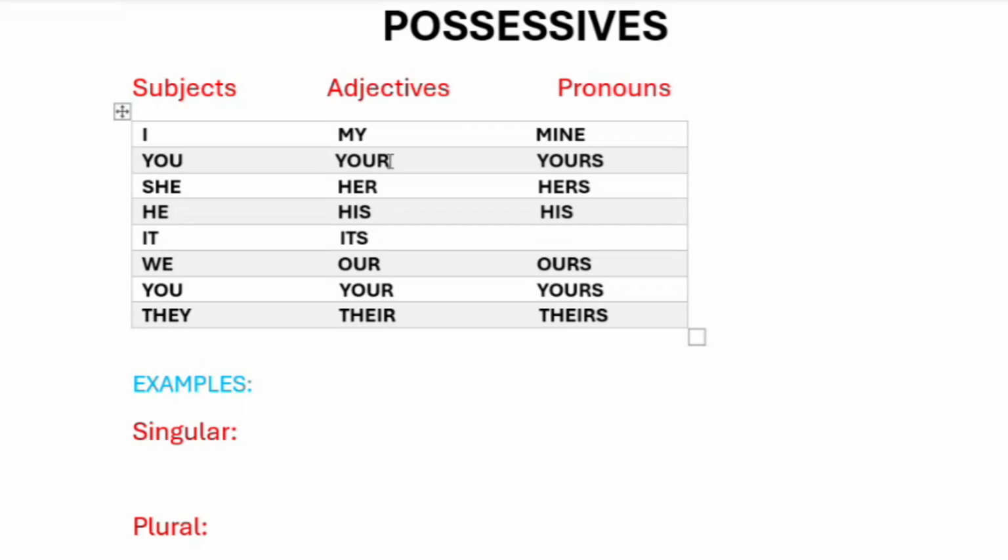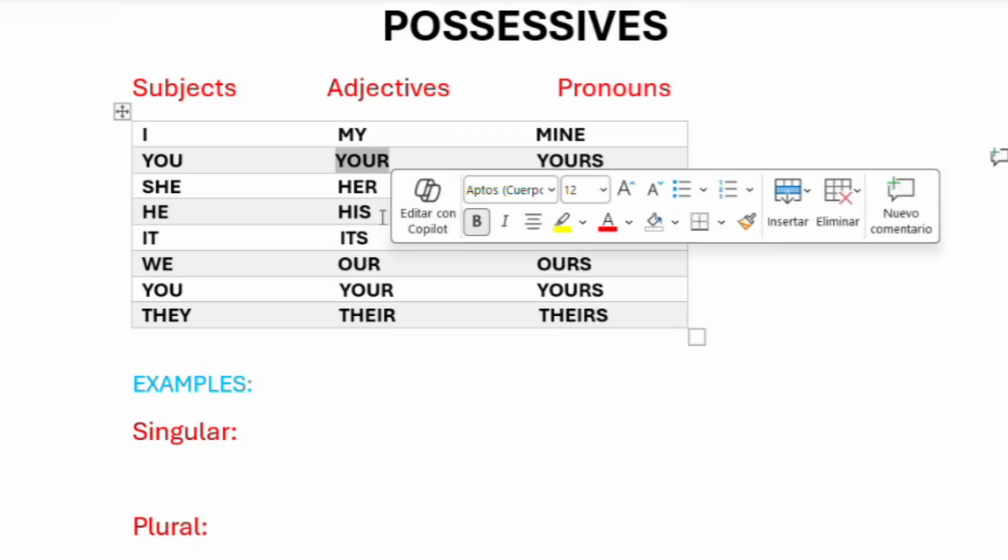So for example, my. In this case we have the possessive my, something belongs to me. You put my before any noun to show personal possession. In this case it's about a personal possession, something that belongs to me. And your, something belongs to you in a singular or plural form. Use your before a noun when talking to someone directly.